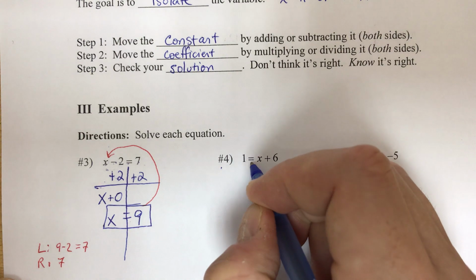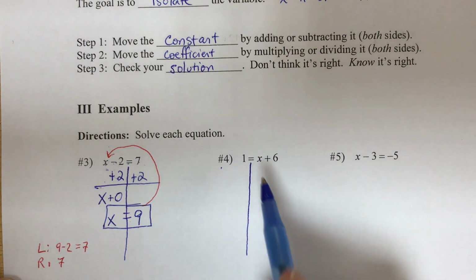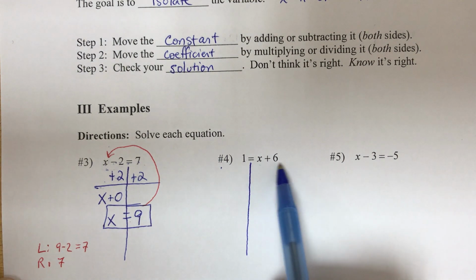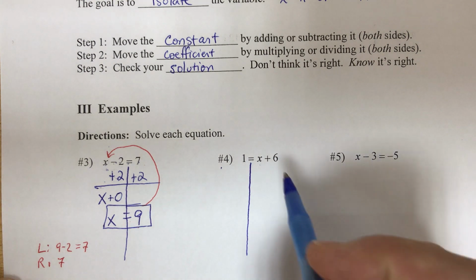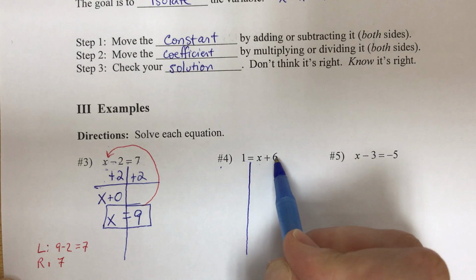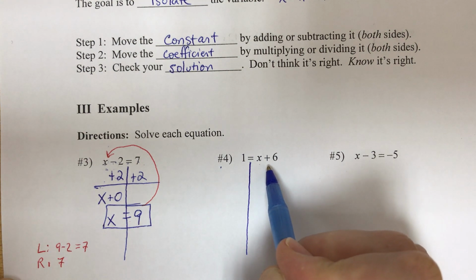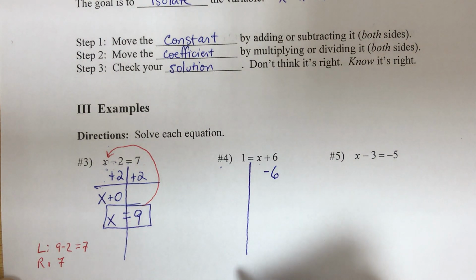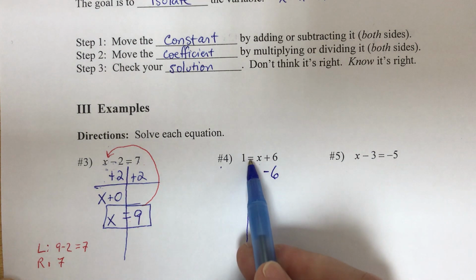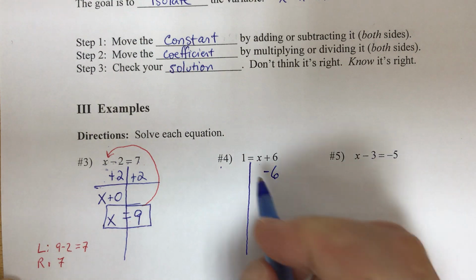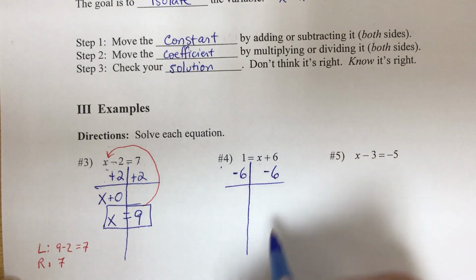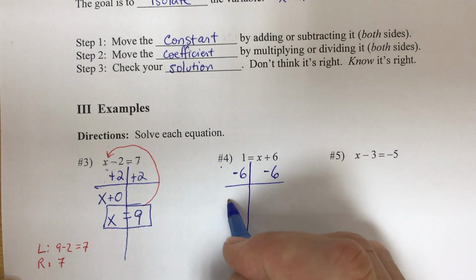Let's take number 4. I'm going to draw my line from the equals, so now I have a left and a right. The variable is on the right side, so this is where I'm going to focus. This is where I start. Now I'm not going to move the variable, I want to move the constant. Now this is plus 6. How do we undo addition? Well, the inverse of adding is subtracting. But because this is like a balance, whatever I do on the right side, I have to do to the other side, the left. So minus 6, minus 6. I have to do the same thing. Now on the left side, 1 minus 6 is negative 5.